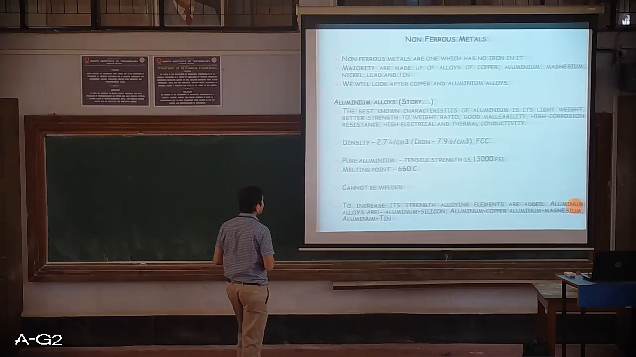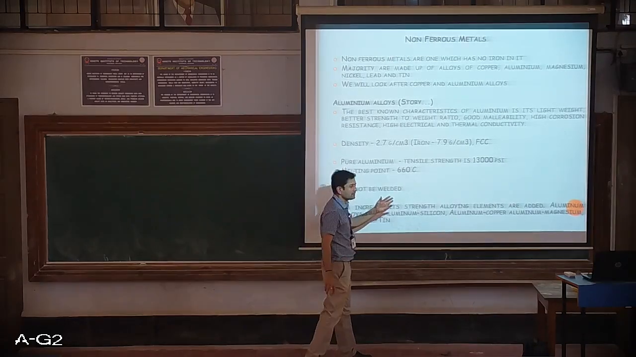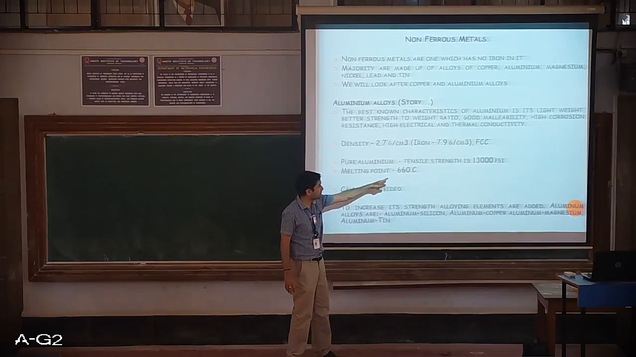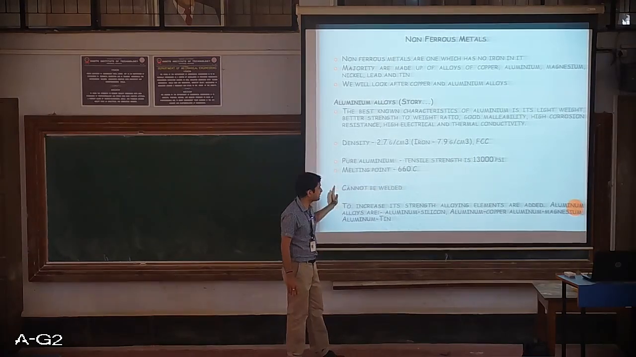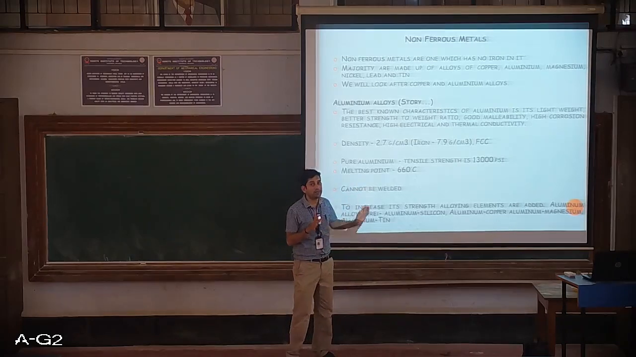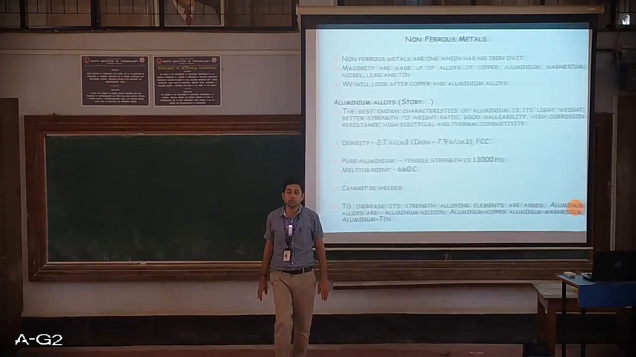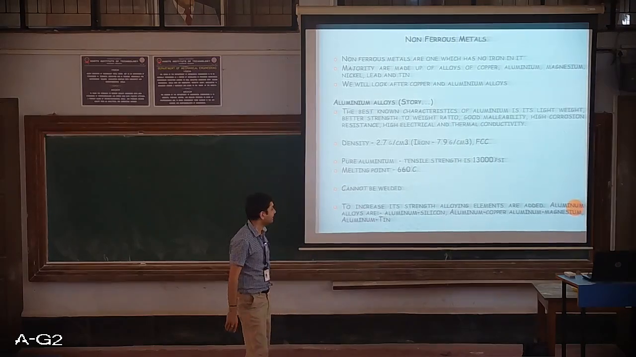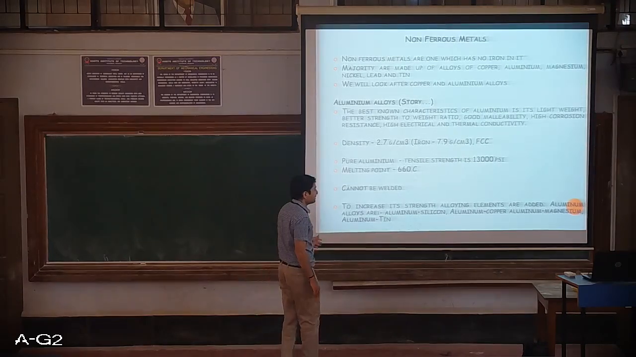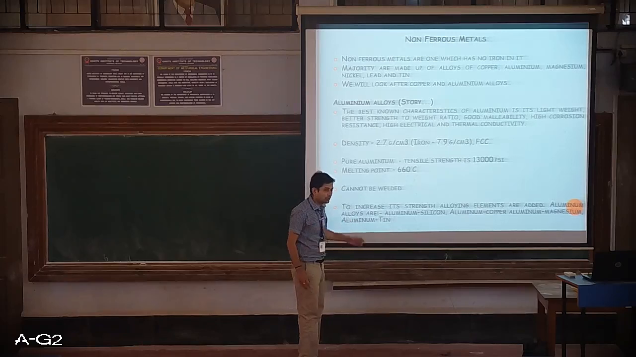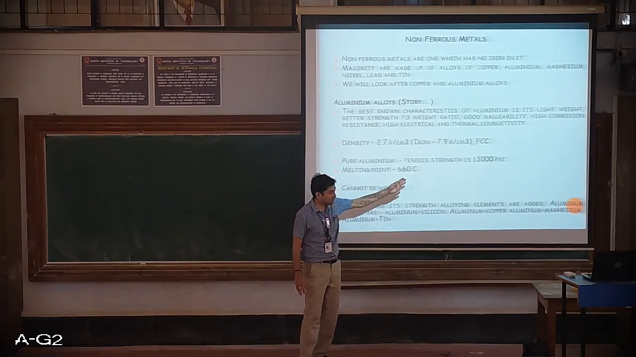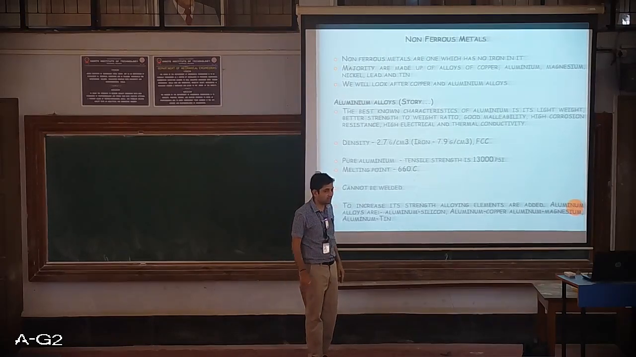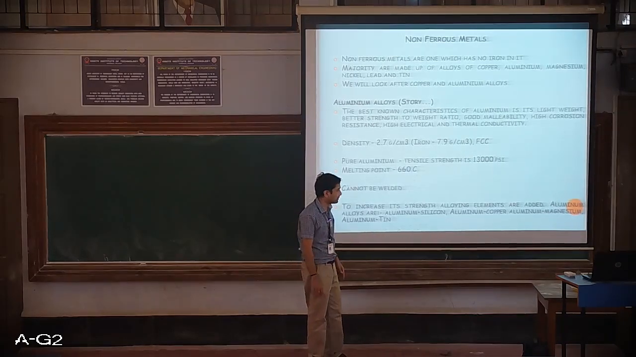Then pure aluminum tensile strength is around 13,000 psi. Okay, melting point is around 660 degrees Celsius. The melting point of pure aluminum is 660 degrees Celsius. It cannot be welded. Just one thing you should remember, that aluminum is very difficult to weld. Welding cannot be done on the aluminum metal. To increase its strength, alloying elements are added. To increase its strength more than what its pure metal has, you have to add some alloying elements. That is the concept of why you add the alloying elements.